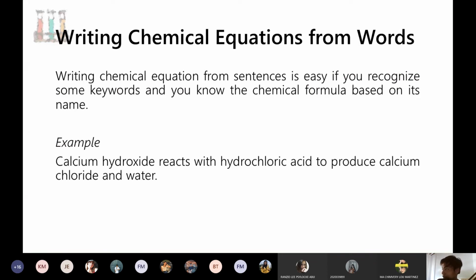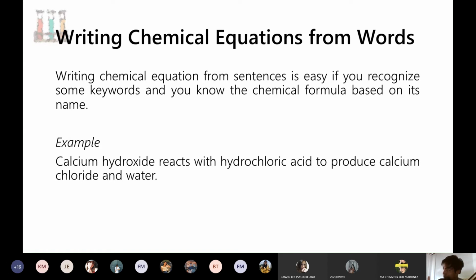So I know in your lecture nakapag-discuss na kayo ng nomenclature. Na? So yung naming ng substances. So let's just do that na. For example, we have a word problem that we are going to interpret into equation. So interpret natin yung word problem into equations. So let's have this now. Calcium hydroxide reacts with hydrochloric acid to produce calcium chloride and water.